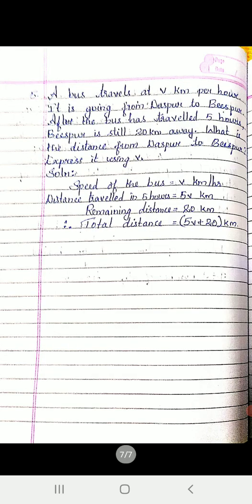A bus travels at v kilometer per hour. So here the speed is v kilometer per hour. It is going from Daspur to Bispur. After the bus has traveled 5 hours, Bispur is 20 kilometer away. What is the distance from Daspur to Bispur? Express it using v. Here the speed of the bus is v kilometer per hour. Distance traveled in 5 hours is how much? 5v kilometer. 5 into v, that is speed into time.